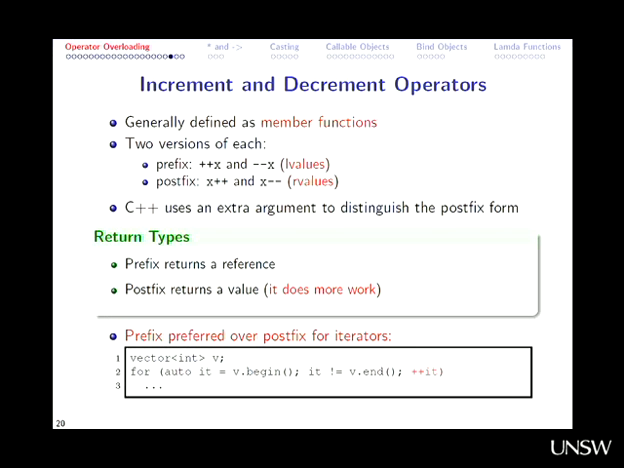So let's talk about increment and decrement operators. You can define your own increment and decrement operators, and there are 2 versions of each: plus plus x, minus minus x, and x plus plus, x minus minus. One is an L value, one is an R value. They are different, and they operate differently. The prefix, plus plus x, returns a reference. The postfix returns a value, and it does more work.